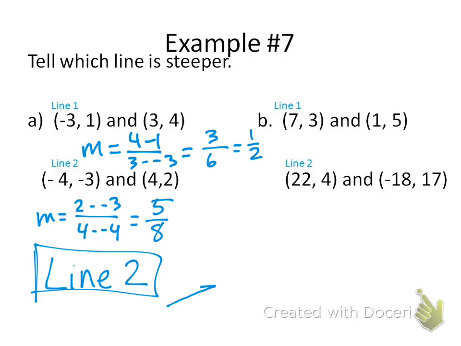If you graphed these, line 1 would look something like that. These are definitely not exact. Line 2 would look something like that. So line 2 has a faster rate of change. The y's are changing quicker than the change in the x. So that's what we mean by steepness. And again, it's just absolute value. Don't worry about the signs. But in this case, they're both positive.